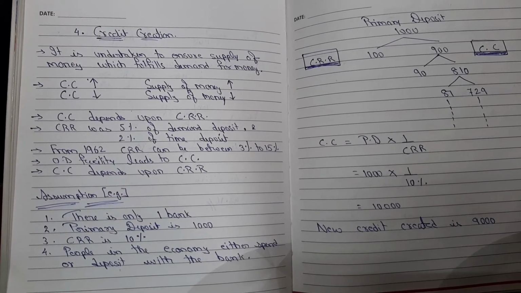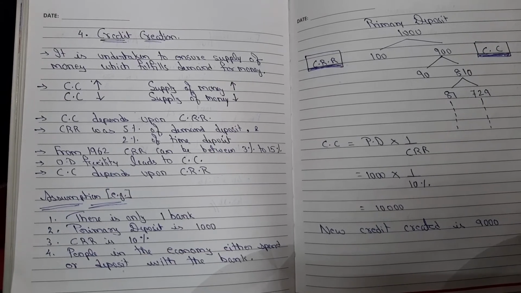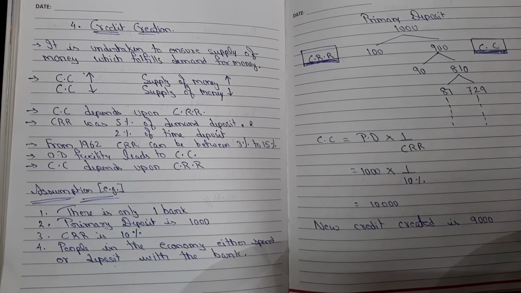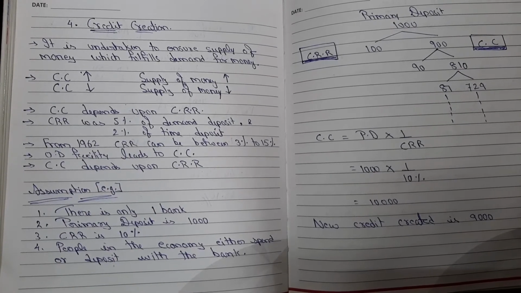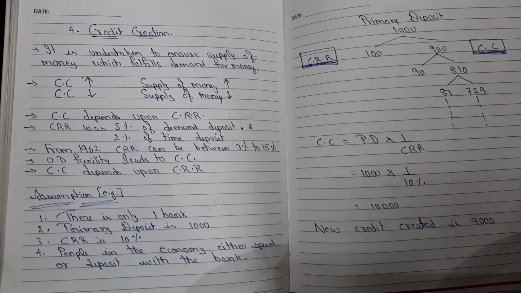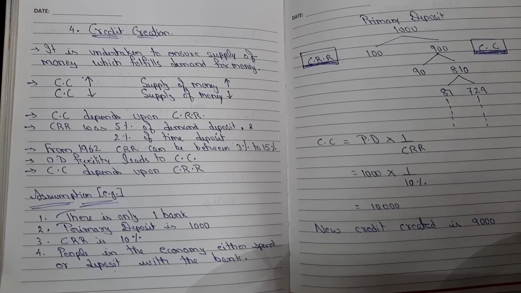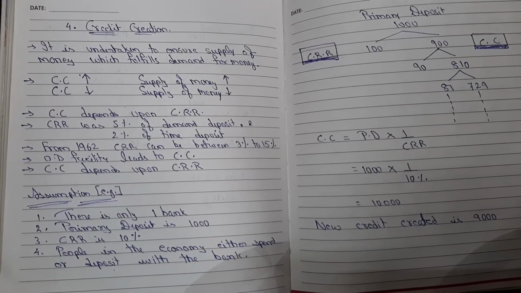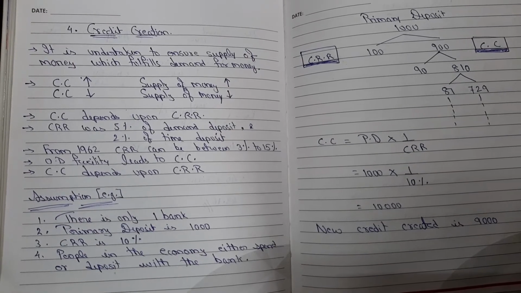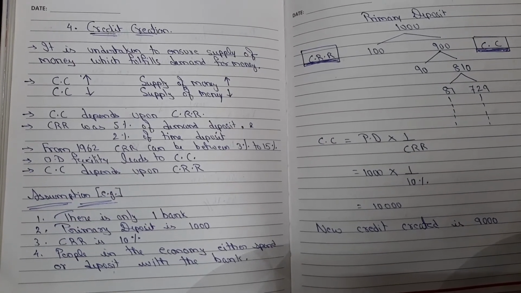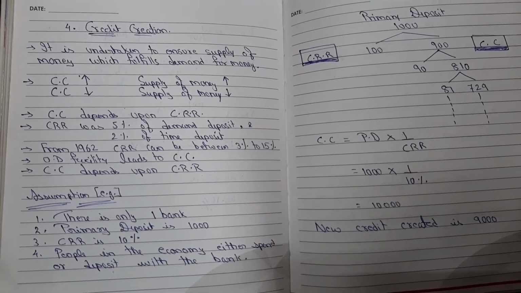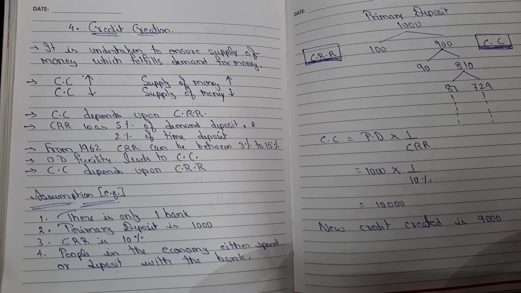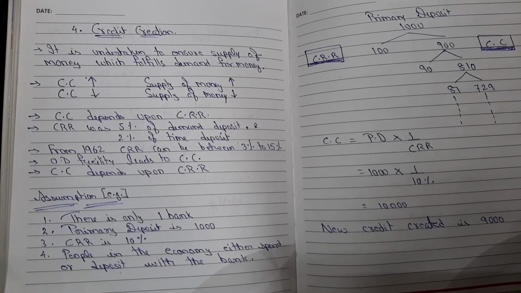In order to understand credit creation, we need to take an example. Before we take an example, we shall understand some basic points. You should know that credit creation is undertaken to ensure the supply of money which fulfills the demand for money. If credit creation increases, then we can say that supply of money increases. And if credit creation decreases, then we can say supply of money decreases. That is, credit creation and supply of money are directly related to each other.